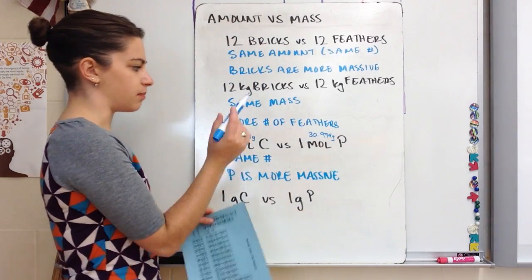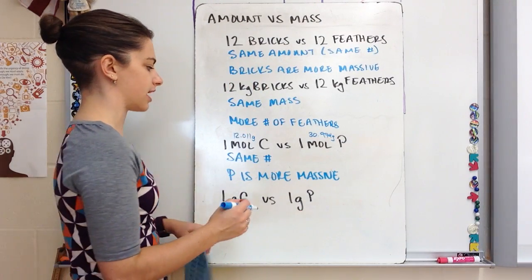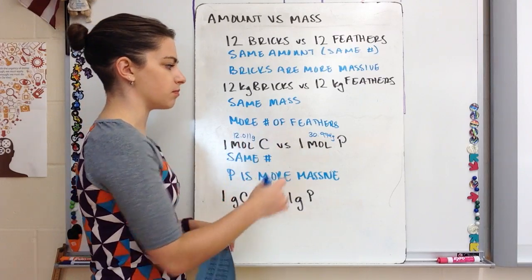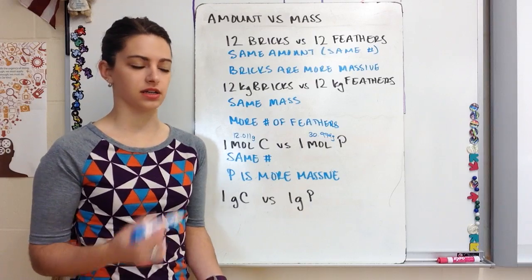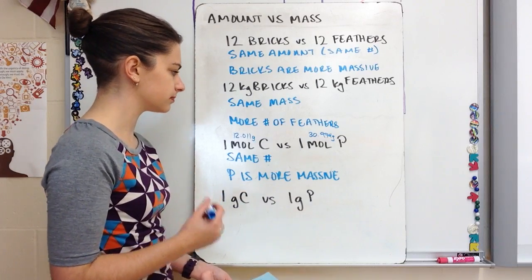So even if I have a pile of carbon atoms and a pile of phosphorus atoms, and even if they're the same number, if I were to mass them, my phosphorus is going to have a greater mass than my carbon because my phosphorus atoms are more massive.